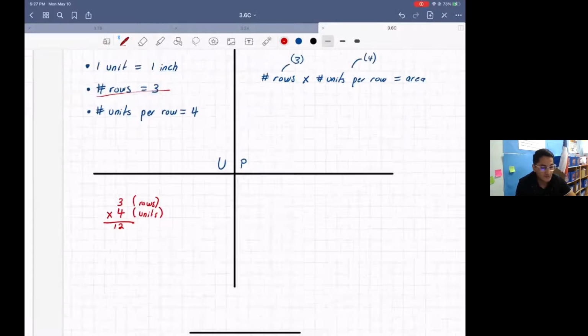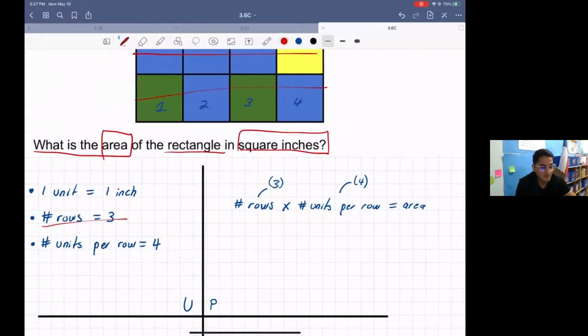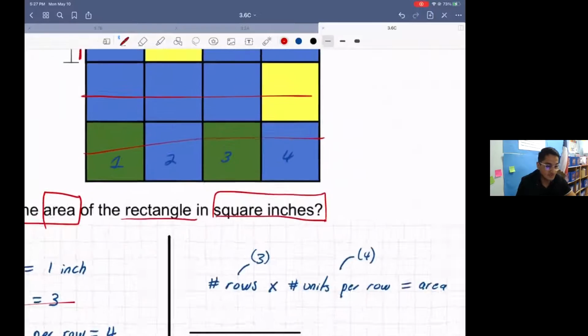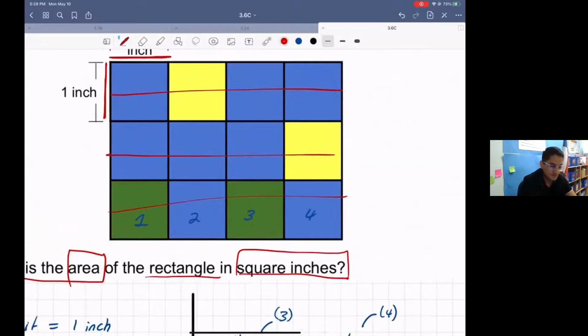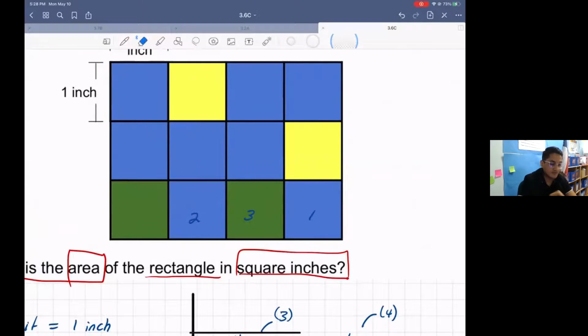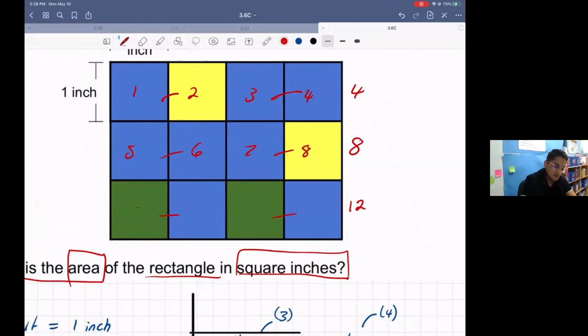Now I need to make sure. The best way that I can do this right now would be to check. I can count in pairs. So let's see, that's these 2, 4, 6, 8, 10, 12. Or the easier way, just 1, 2, 3, 4, 5, 6, 7, 8, 9, 10, 11, and 12.